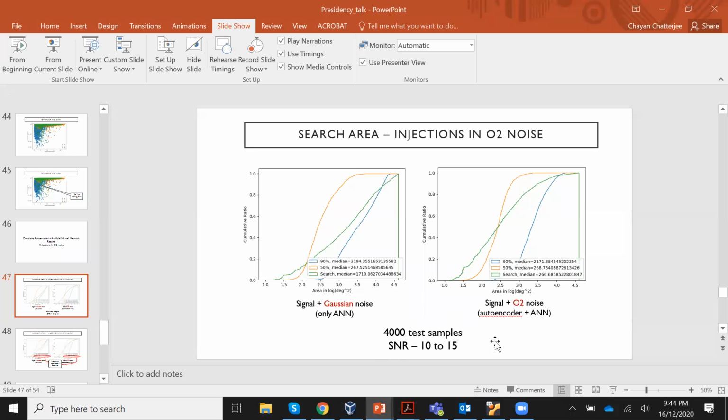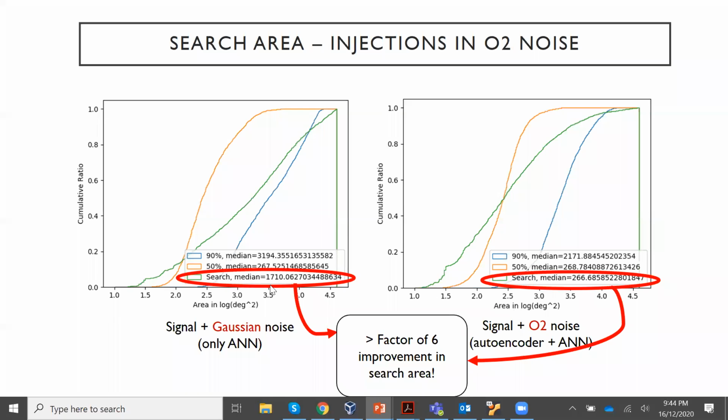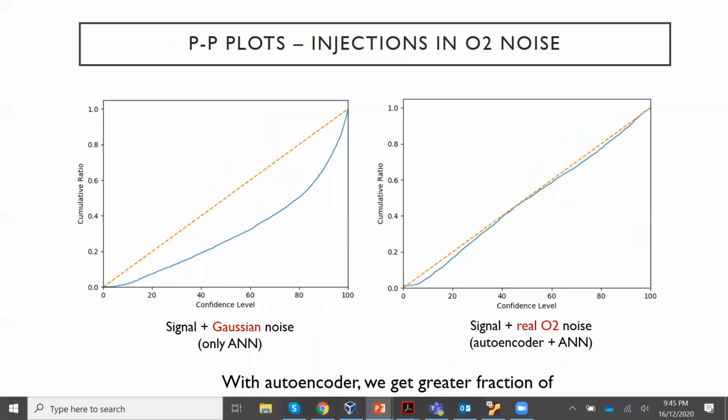You can see here that for 4,000 samples and for SNR between 10 and 15, I compare my search areas, the 90% and the 50% areas. The important thing to notice here is that I get greater than a factor of 6 improvement in search area when I use the autoencoder, despite the fact that I have O2 noise. So it goes to show the power of the autoencoder when it comes to helping in localization.